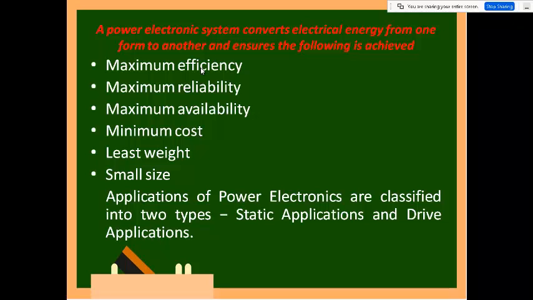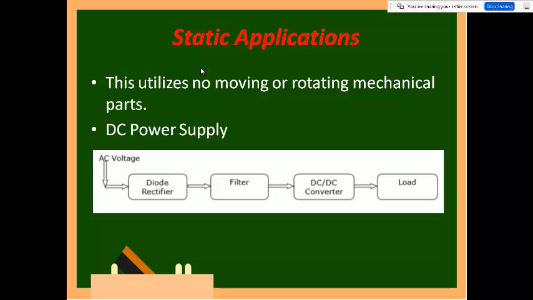The applications of power electronics are classified into two types: static application and drive application. Static is stepping up, stepping down, all that, and drive is your motor drive. First of all we will see static application. By the word static itself, we know that there is no moving or rotating part, so it is just a power supply.